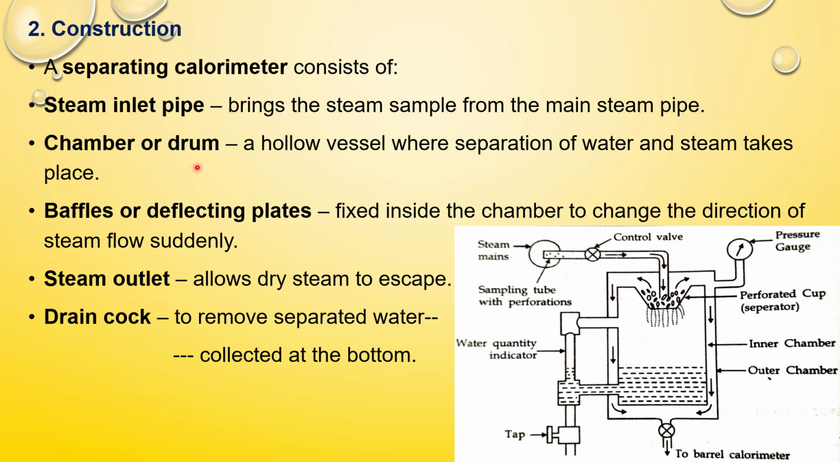Second part is a chamber or drum. Here you can see the inner chamber and the outer chamber. This inside one is the inner chamber and the outside one is the outer chamber. It is a hollow vessel where separation of water and steam takes place. Then baffles or deflecting plates, or you can say a separator or perforated cup. This cup type of arrangement which you are observing is used to change the direction of the steam.